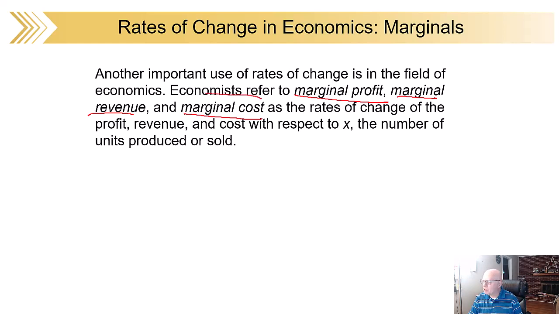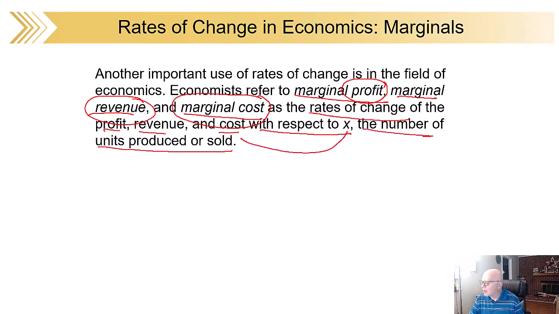Remember, cost is how much it costs you to make something. Marginal revenue is how much money is coming in, and marginal profit is how much you get to use toward going to some special place for a vacation at the end of the year. So what this represents, the marginal values, are how things are changing. The profit, revenue, or cost with respect to x. Quite often time, but it could be something else. And it's the number of units produced or sold. And that's what x represents.